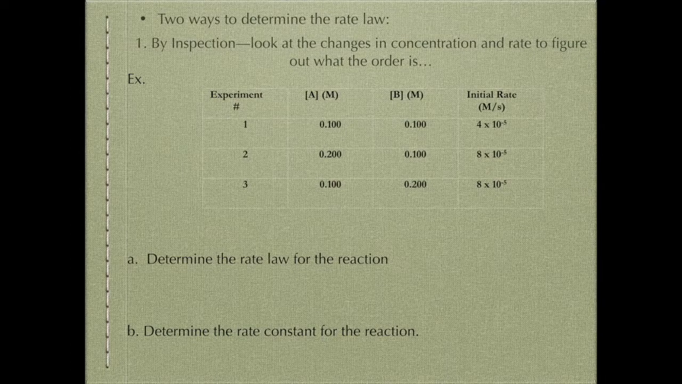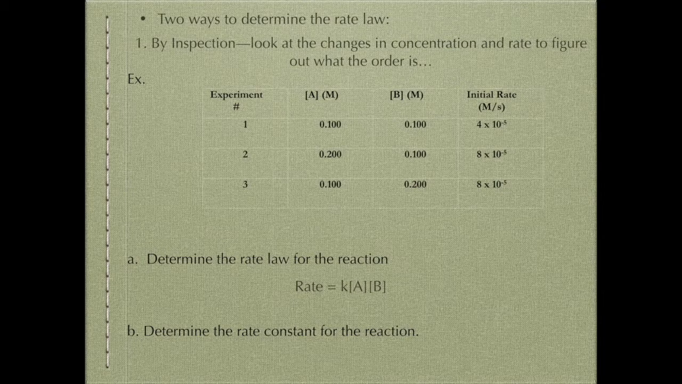Now I want to look at B. So if I look at experiment 1 and 3, the concentration of A doesn't change, but the concentration of B doubles. Well, as B doubles, so does the rate, which means that it's first order as well. And so the rate is going to simply be K times the concentration of A times the concentration of B, because they're both first order.